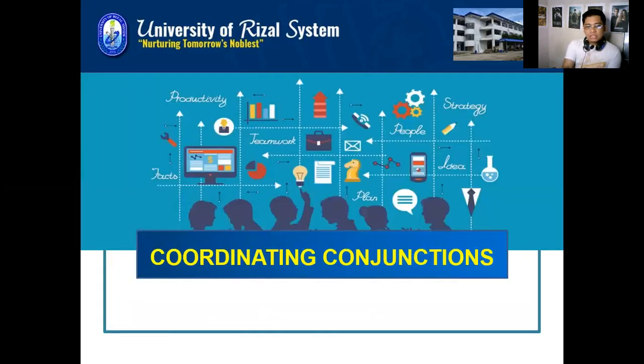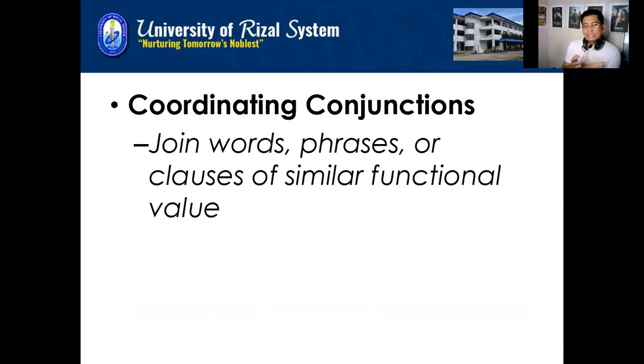So let's have first the coordinating conjunctions. What are coordinating conjunctions? These are the words that join words, phrases, or clauses of similar functional value. When we talk of similar functional value, we are referring to how they function in the sentence. Do they function as a subject in the sentence, or an adverb, or an adjective? This is what we mean by functional values. So they are of the same functional value.